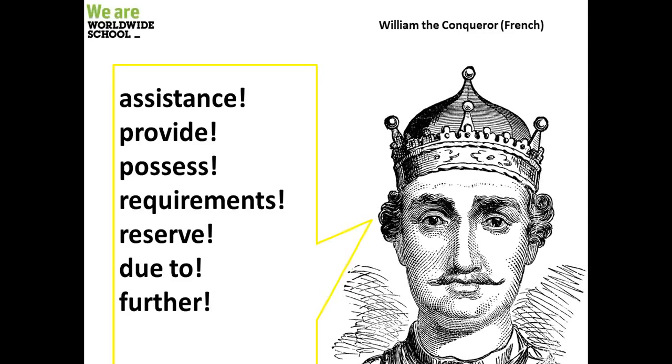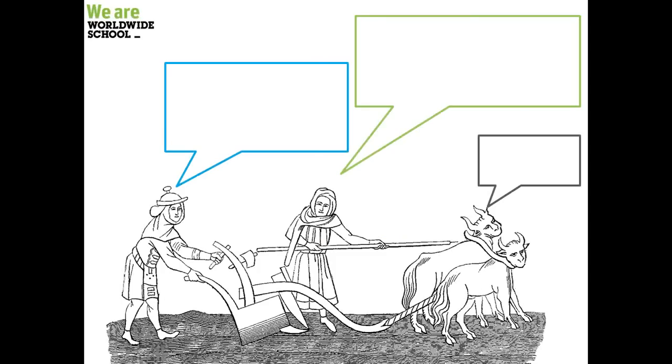This time, when you want to write something official, when you talk to one of my ministers, when you want to write an email, of course there were no emails back then, but if you want to do some business with my people, you use French vocabulary like assistance, provide, possess, requirements, reserve, due to, further. Of course you can speak Old English. I'm not a monster, but you can do it on your farms, on your markets.